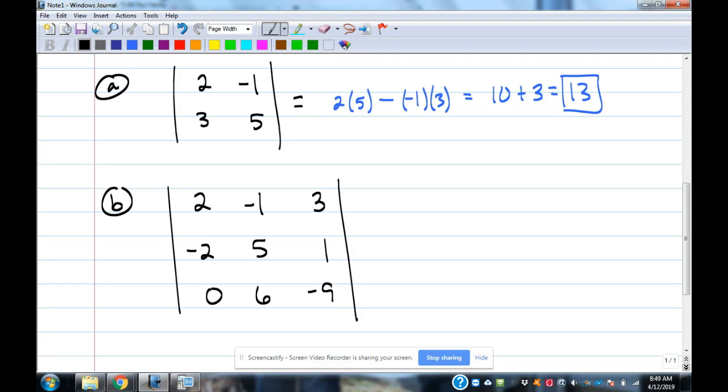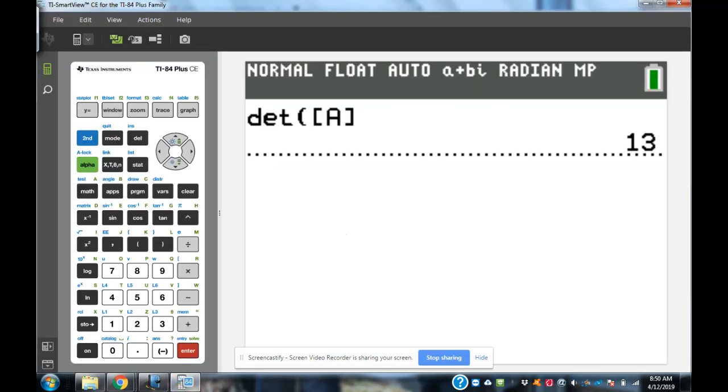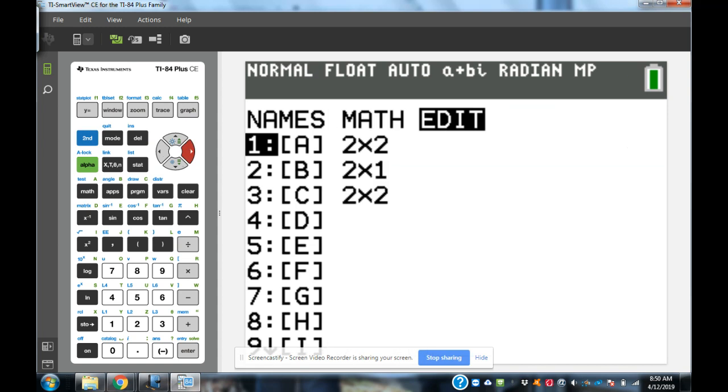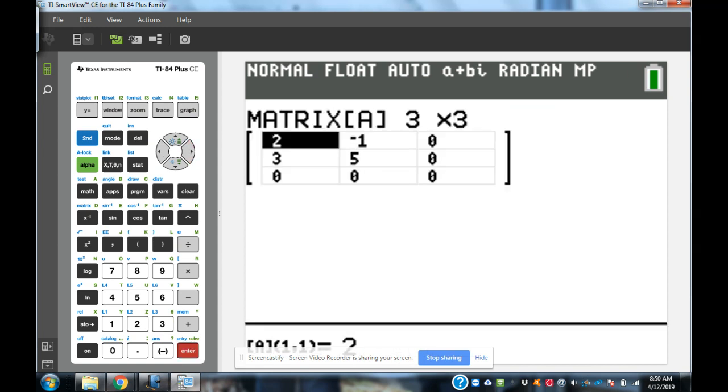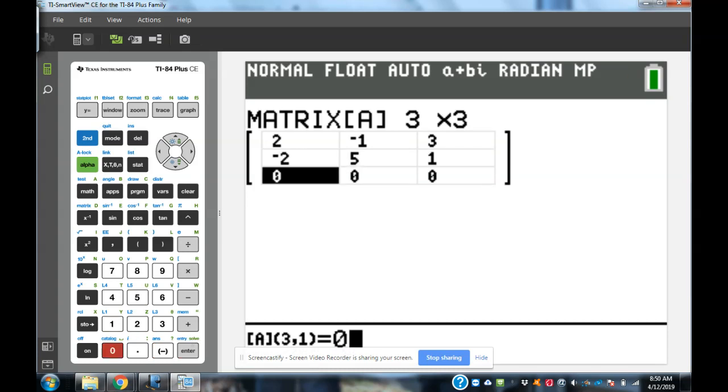I'm all for doing that with the calculator. So just punch that matrix into your calculator: 2, -1, 3, -2, 5, 1, 0, 6, -9, and tell it to find the determinant. So second, matrix, edit, trace by trace. Thank you very much, Ms. Susan. All right, 2, -1, 3, -2, 5, 1, 0, 6, -9.